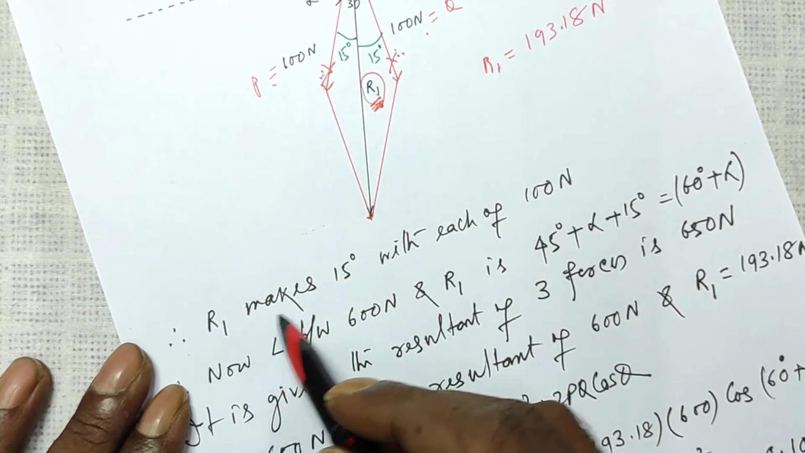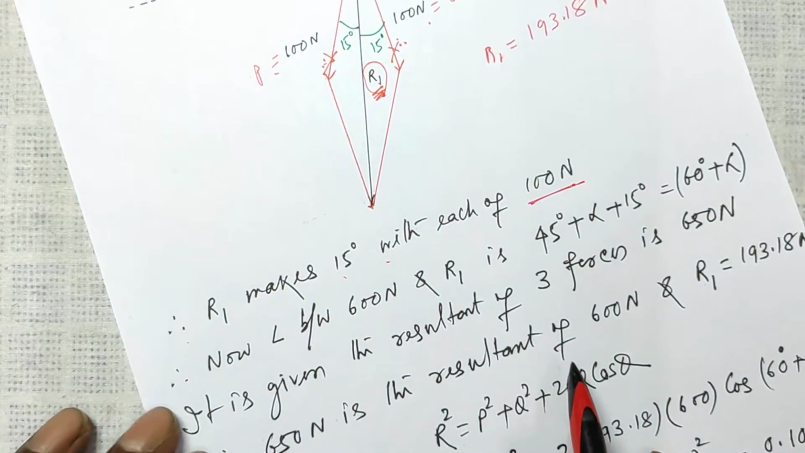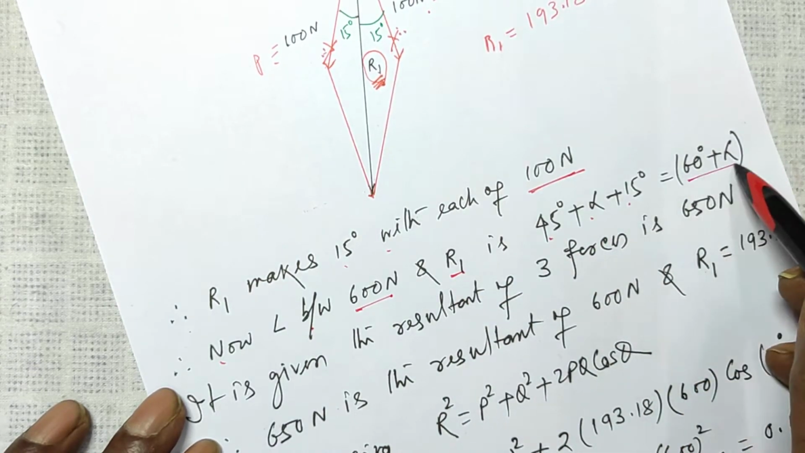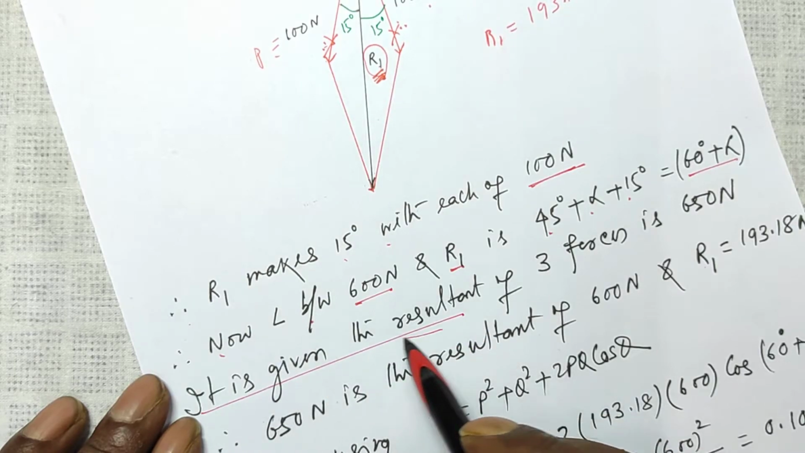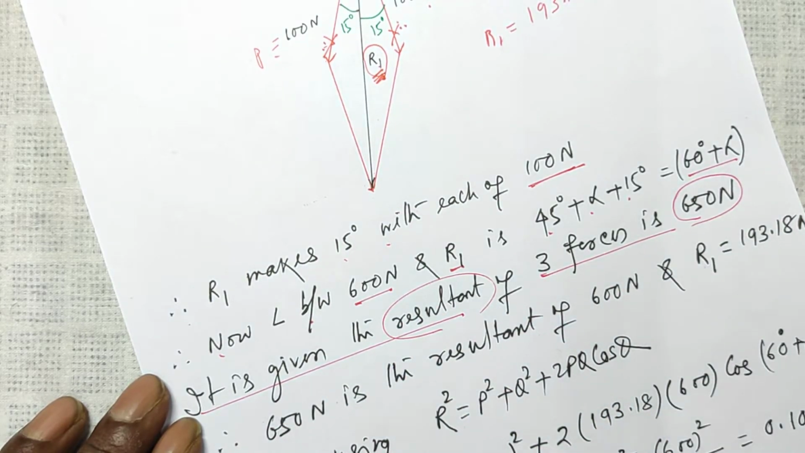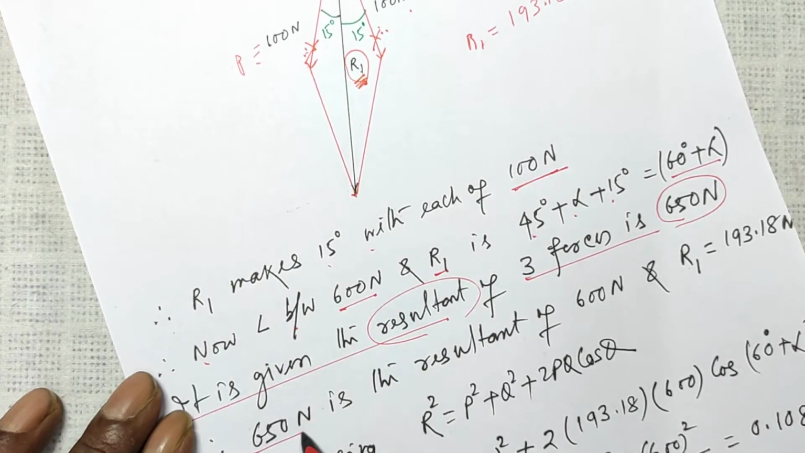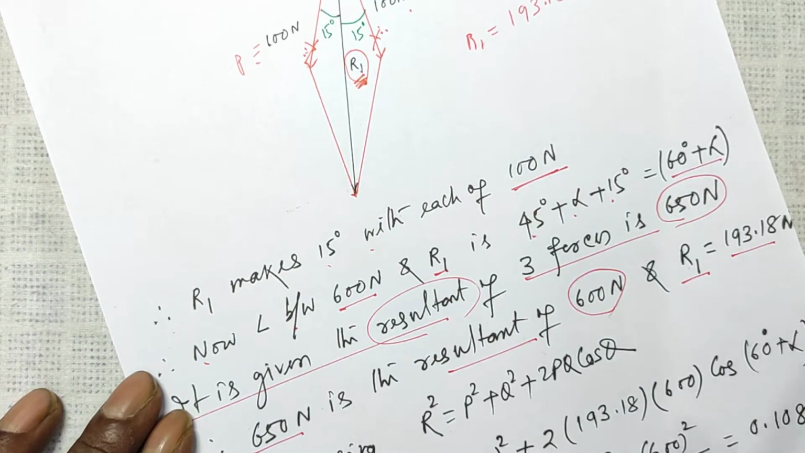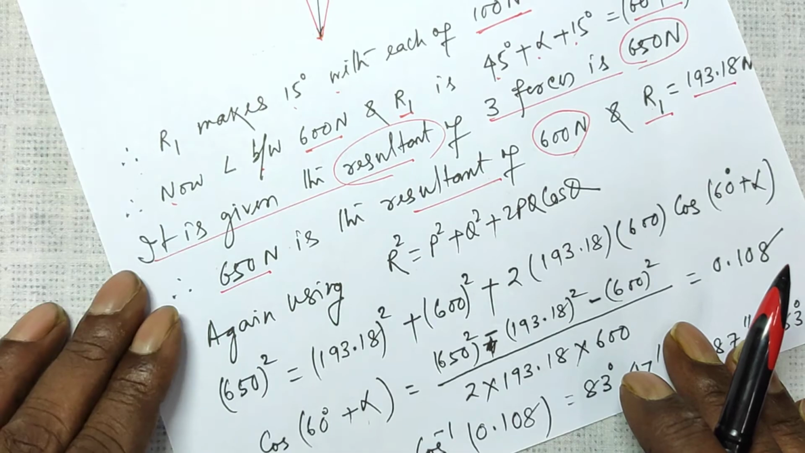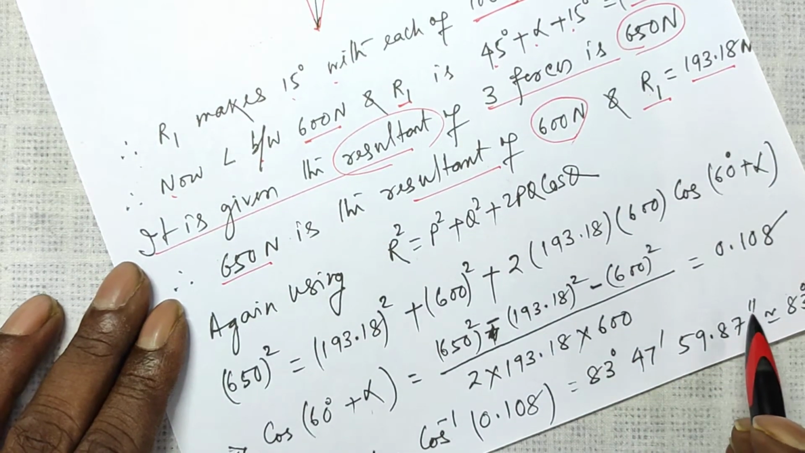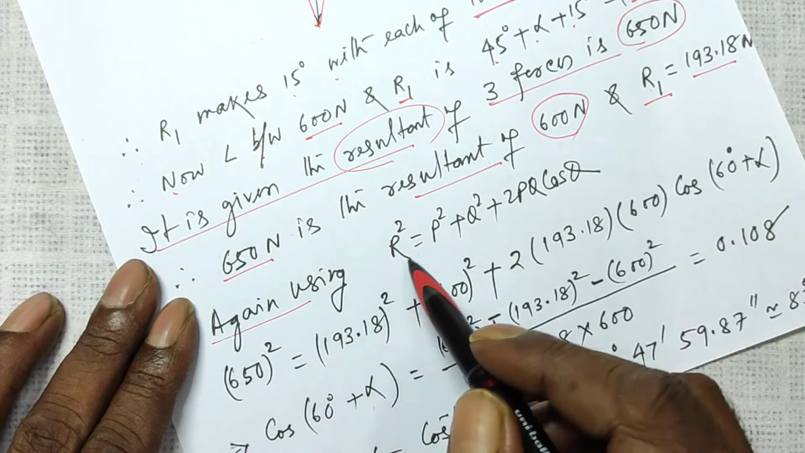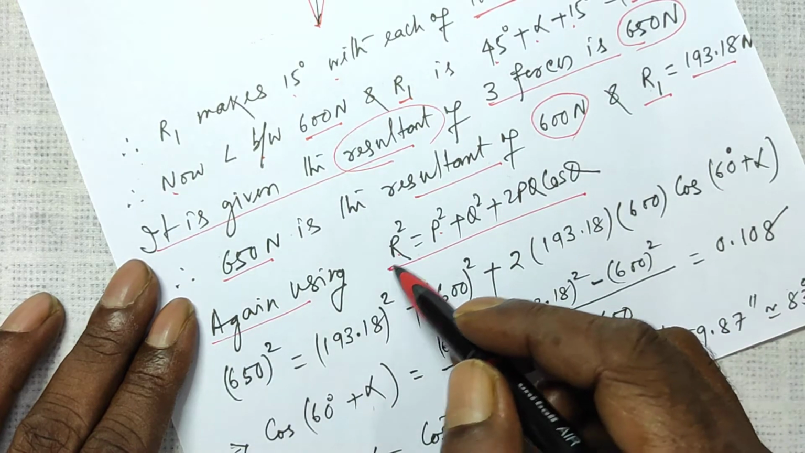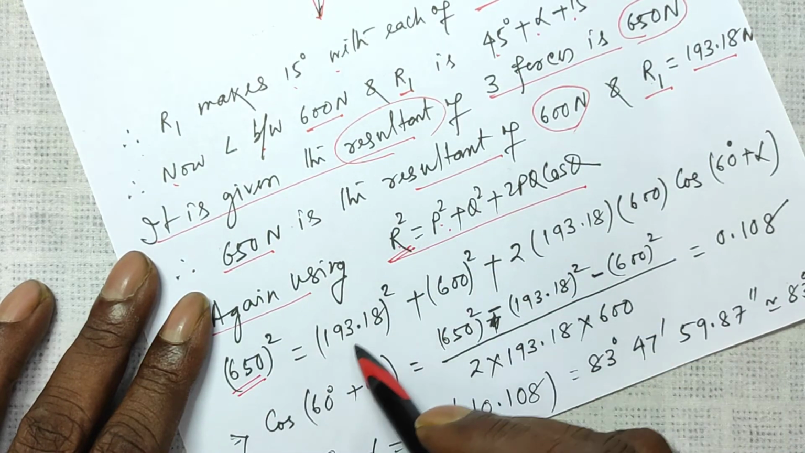So therefore R1 makes 15 degrees with each of 100 Newton, which I just explained. Now the angle between 600 Newton and R1 is 45 plus alpha plus 15, that is 60 plus alpha degrees. Now it is given that the resultant of these three forces is 650 Newton. Therefore 650 Newton is the resultant of 600 Newton and R1, where R1 is calculated as 193.18 Newton. Now again apply the parallelogram law of vector addition. R square is P square plus Q square plus 2PQ cos theta. The final resultant is 650, the square of 650, P is equal to this much.